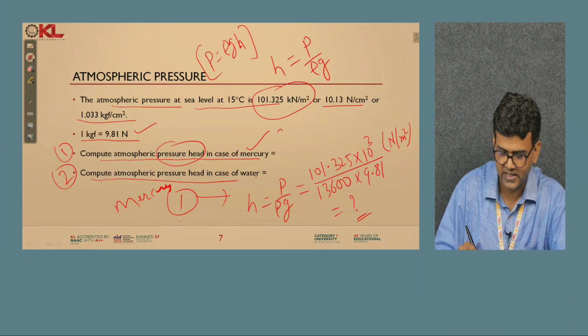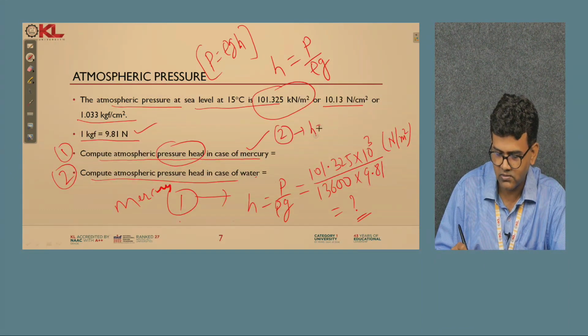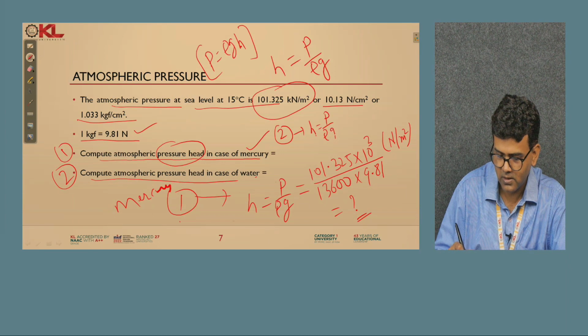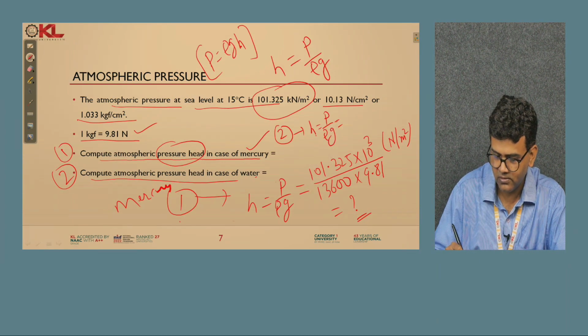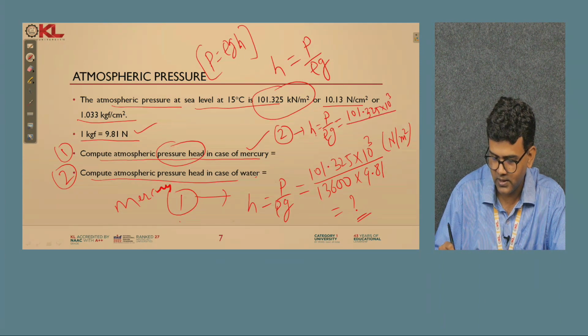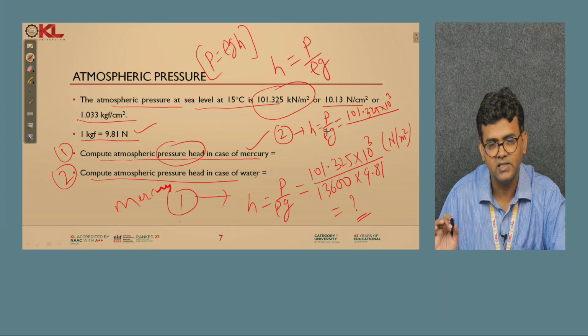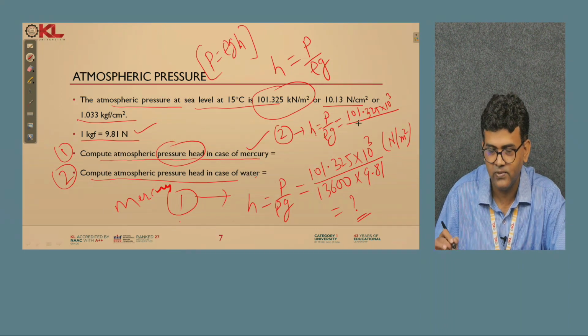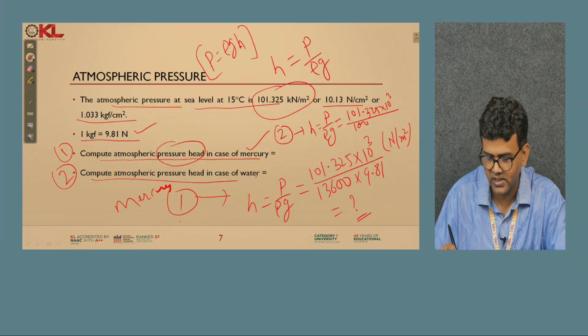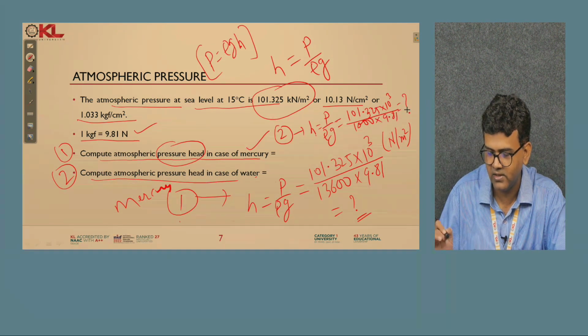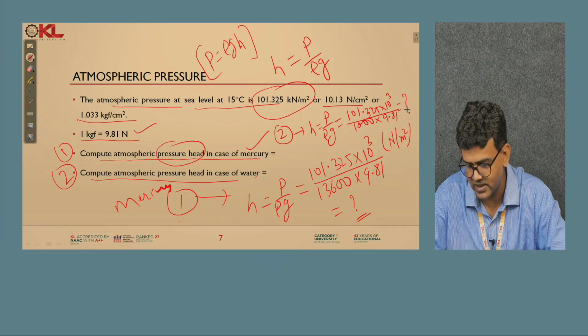Similarly, in the second case, h equal to P upon rho g. The P value you already know: 101.325 into 10 to the power 3, divided by the density. In the second case the fluid is water, so you take the density of water, that is 1000, and 9.81. You will get here the value of the atmospheric pressure head.